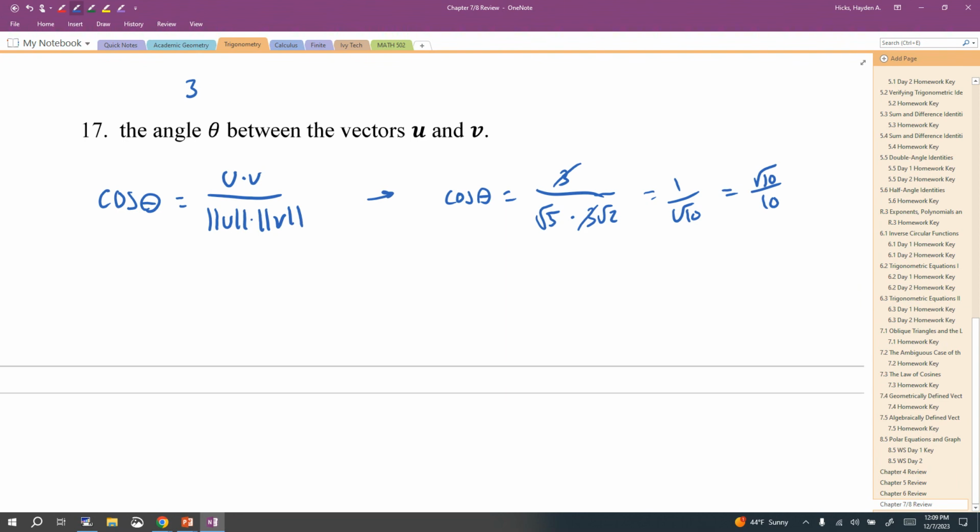So root 10 over 10 is our answer, yeah? No, why not? Yeah, because when you're looking for an angle, you got to do the inverse. Root 10 over 10 is what cosine of theta is equal to. Theta is cosine inverse of root 10 over 10, which is like 71.6 degrees. Okay, that question would be much, much, much harder if I didn't set you up for it in the first part of this, okay?